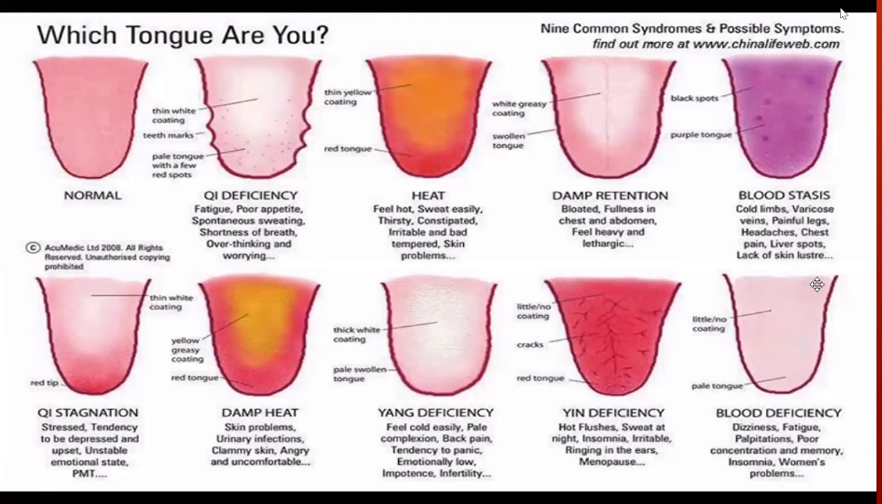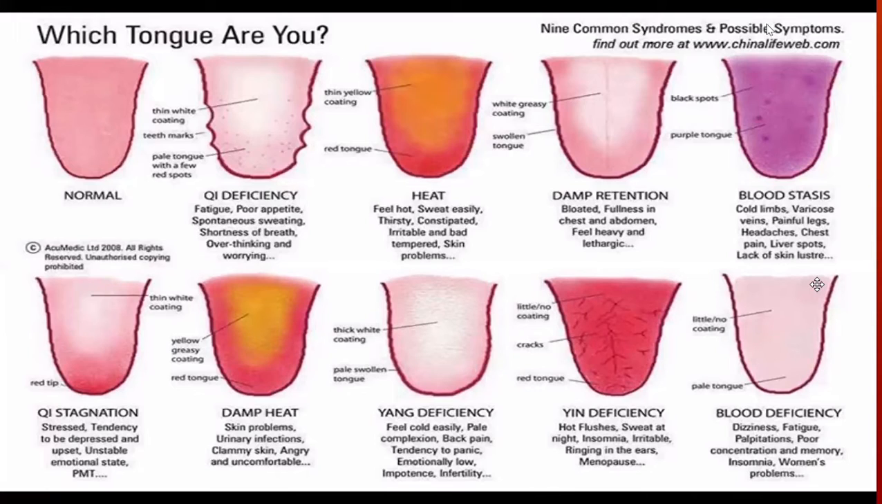For example, you have heat or you have fever. I don't mean you should get a fever, but if you have fever, try looking at your tongue. If you have blood stasis, your tongue looks like this. If you have chi stagnation, you are stressed, with a tendency to be depressed and upset, an unstable emotional state. See if this is your tongue, it looks like this.